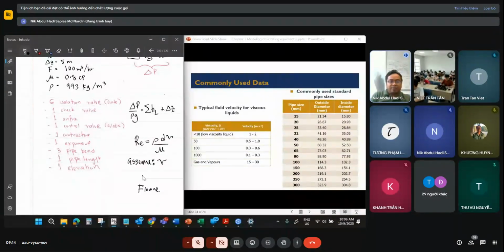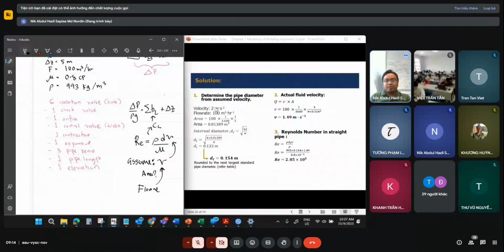Because we don't have the area, we are going to assume the velocity of the fluid. Once I am able to assume the velocity, I can calculate the Reynolds number. Once I calculate the Reynolds number, I can calculate the loss coefficient. Then I can calculate the head loss.